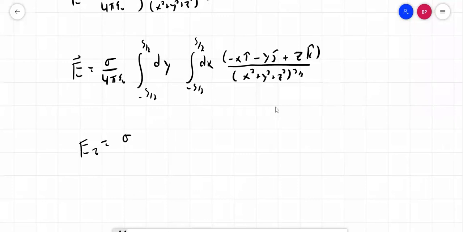So this is sigma. Now I can also pull this z out because I'm only integrating over x and y. I'm not integrating over z, so z is just a number. This is just the height where we want to know the field.